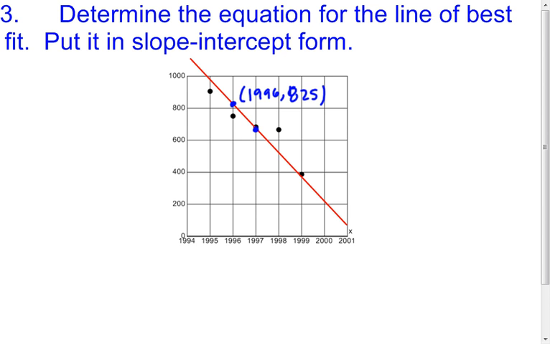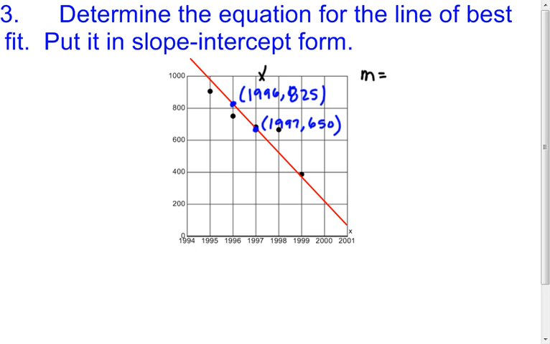And that point would be the year 1997 and 650, let's say, okay? I am really estimating here. When you do this by hand, you're going to be a little bit off. But now you have 2 points, and once I have 2 points, I can come up with an equation. So the first thing I need to do with those 2 points, and again, pick any 2 points that are on the line. It does not have to be one of your original dots, okay? Once you do that, you're going to find the slope.